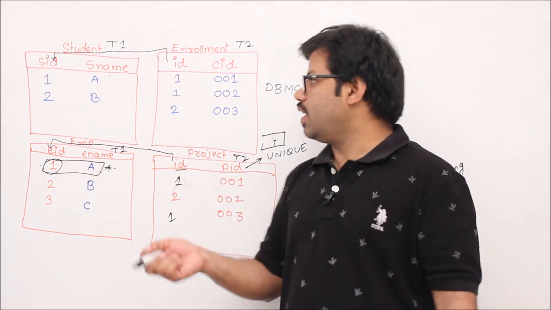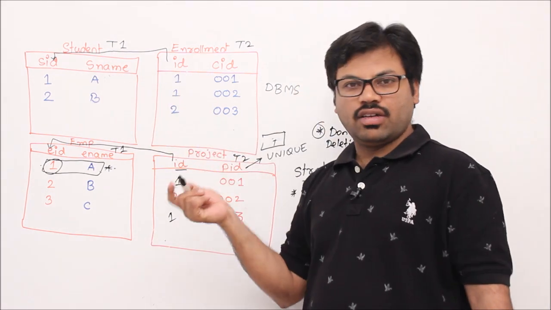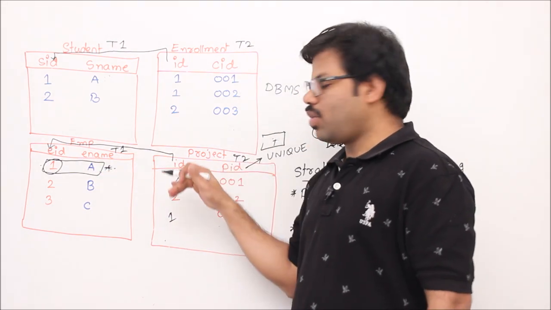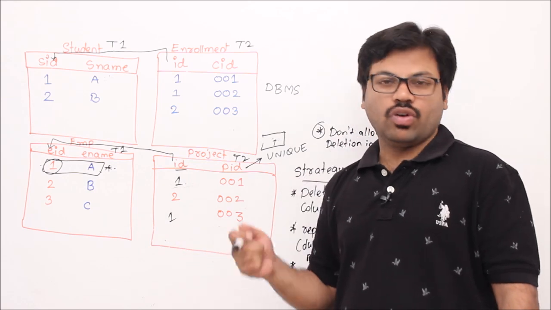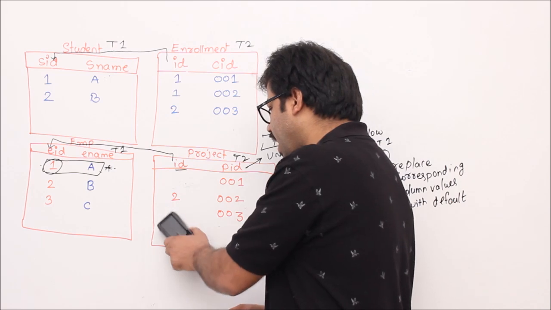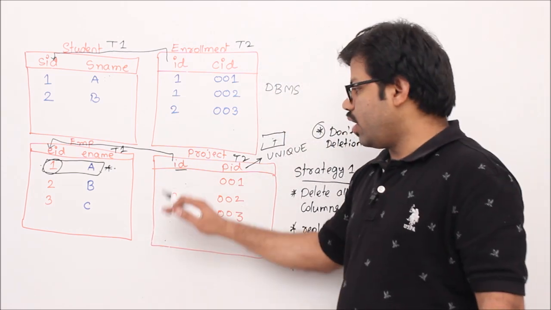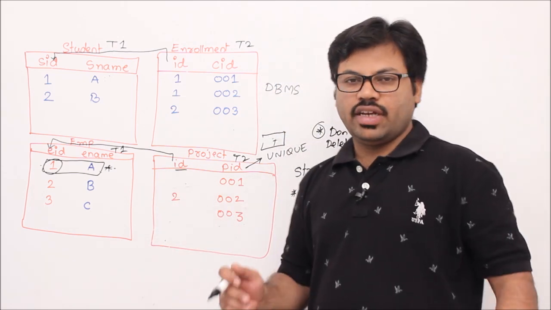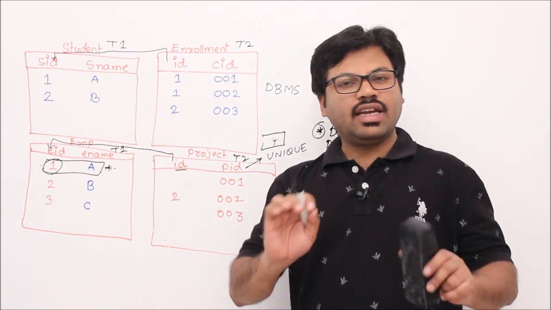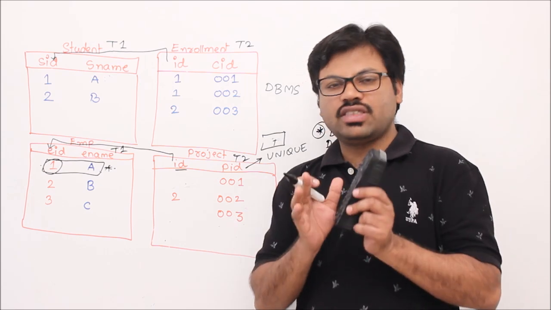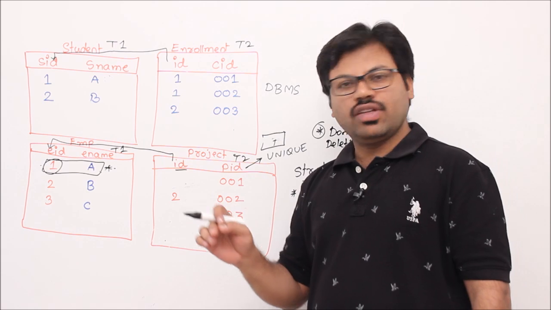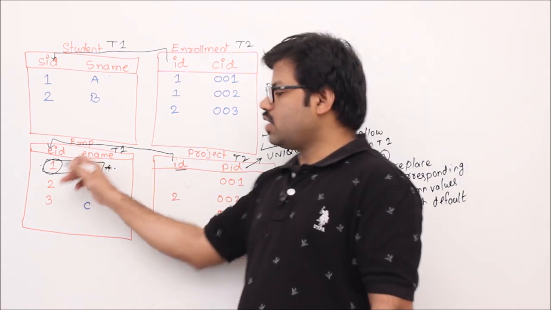Sometimes it works, especially for student enrollment. That model, strategy number 1 works. For employees and projects, that won't work, of course. Then we go for strategy number 2, which is nothing but in all the corresponding ID places, we write null values. In strategy number 3, we write a default value, but before that, when creating the table itself, we fix a default value. That is the third strategy. What is the fourth strategy? Don't allow such deletion.